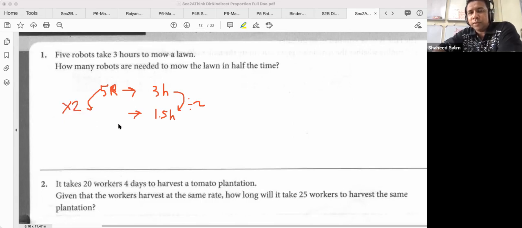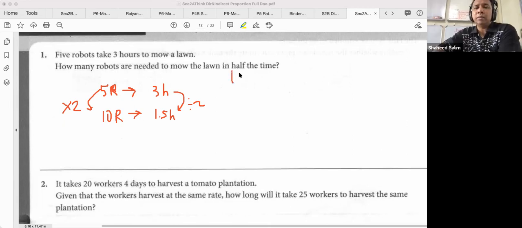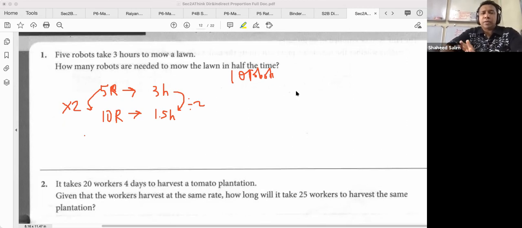Can you see now? This is what I mean by the inverse proportion. One side you divide, the other side times. So you get 10 robots. You need 10 robots. Now for this sort of easy stuff, you can use this method. So you can see here, more robots, less amount of time.